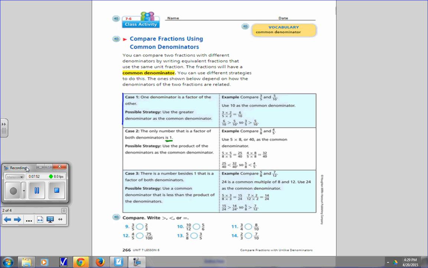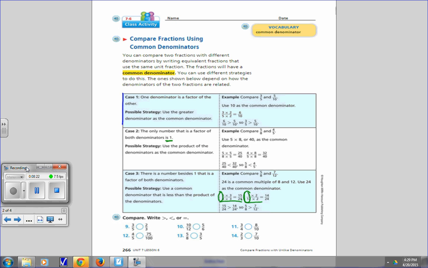So how do I get to 24 with 8? I'm going to multiply the numerator and the denominator by 3 and get 15/24. And then I'm going to multiply 7 times 2 and 12 times 2 and get 14/24. Well, 15/24 is greater than 14/24, which also tells me that 5/8 is greater than 7/12.